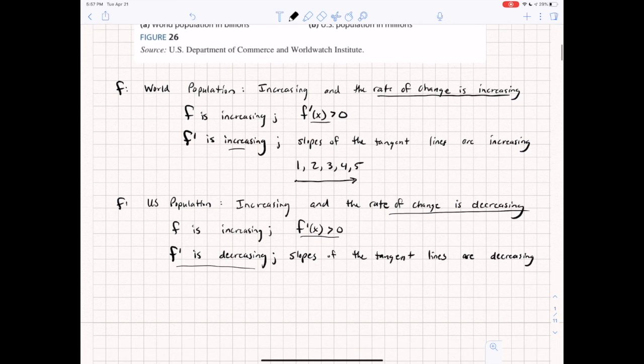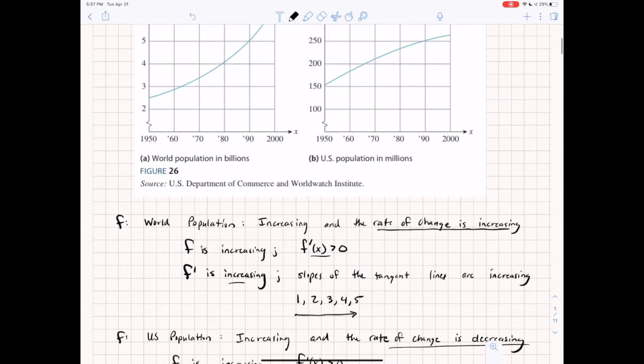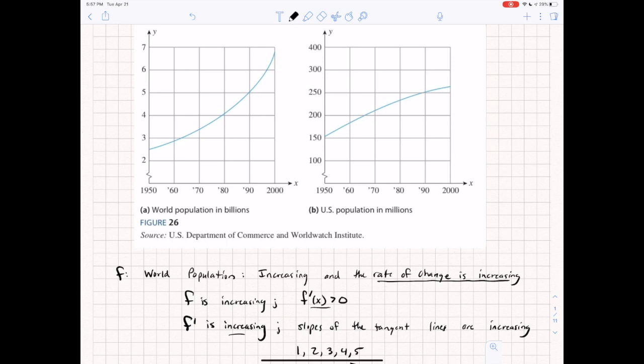Versus in the US population, f prime is positive, but f prime is decreasing. Well, this just means I'm looking at numbers like 5, 4, 3, 2, 1. Right? So again, all of these values are positive, but as I read the trend from left to right, these values are going down. So mathematically, what we're seeing then is when we're looking at the rate of change itself, that individual rate of change can either be going up or going down. And what that's looking at then is the curvature of the graph, which is what we call concavity.